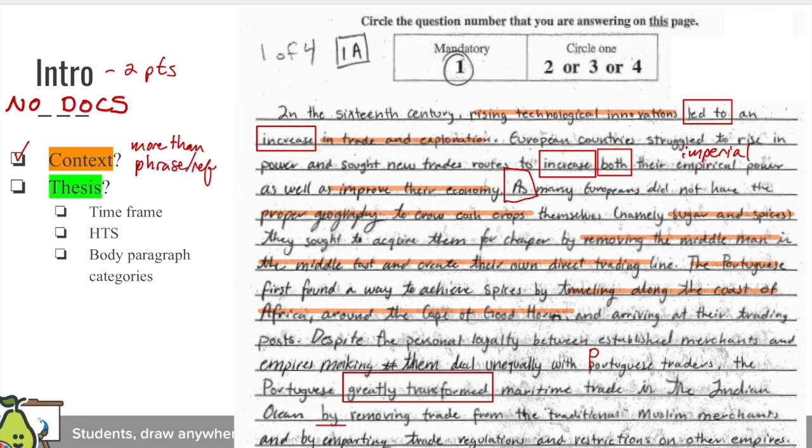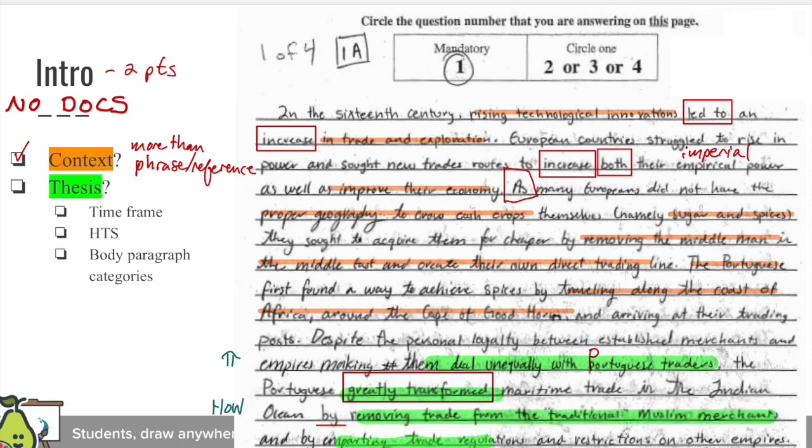Now we need to move into the thesis, which is 1 or 2 sentences. Their thesis says, despite the personal loyalty between established merchants and empires making them deal unequally with Portuguese traders, the Portuguese greatly transformed. Y'all may remember that it asked in the prompt, to what extent did the Portuguese change trade? You have to give a quantifier. Did they change it a lot? Did they change it a little? And they did exactly that. They said it greatly transformed maritime trade in the Indian Ocean. Well, how? You can't just say, yes, they changed it. You have to explain how they changed it.